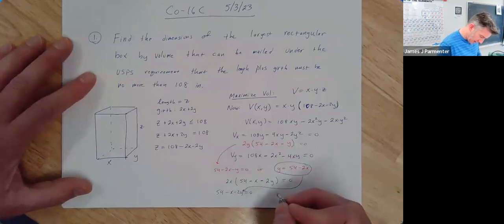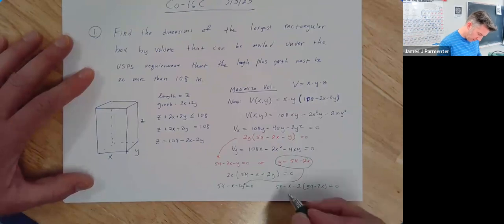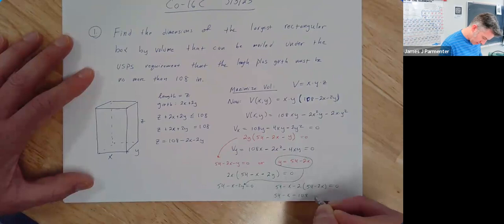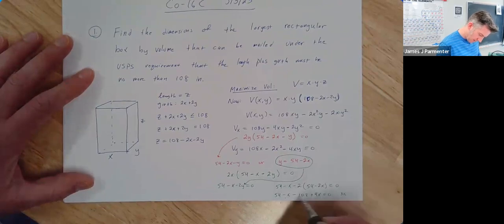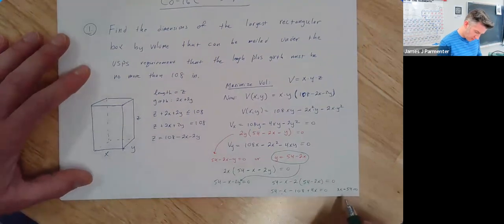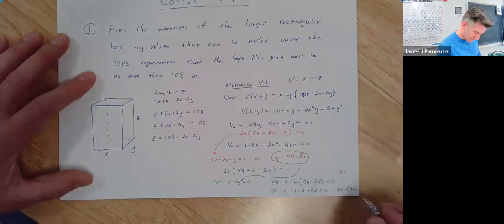Plugging that in for y, I get 54 minus x minus 2 times 54 minus 2x equal to 0. Multiplying it all out, I've got 54 minus x minus 108 plus 4x equal to 0. 4x minus x is 3x. And 54 minus 108 is minus 54. And that's kind of tiny down there. 3x minus 54 equals 0, or x is equal to 54 divided by 3, which is 18.